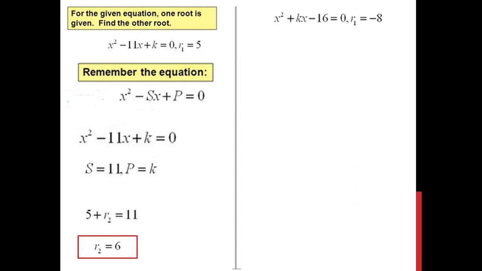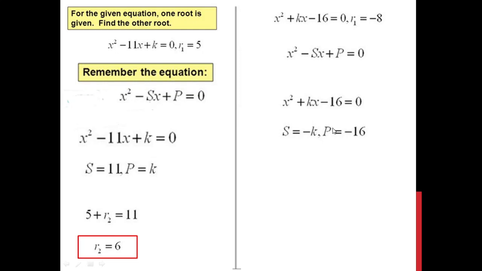Another example. Now in this case, you have x squared plus kx minus 16 is equal to 0. Our unknown value is the sum, given the first root as negative 8. So using this equation, we can find the value of the sum, which is the unknown. Now take a look at this one. The middle term of the given equation is positive. That's why we use the negative k, because on the standard equation you have minus sx.